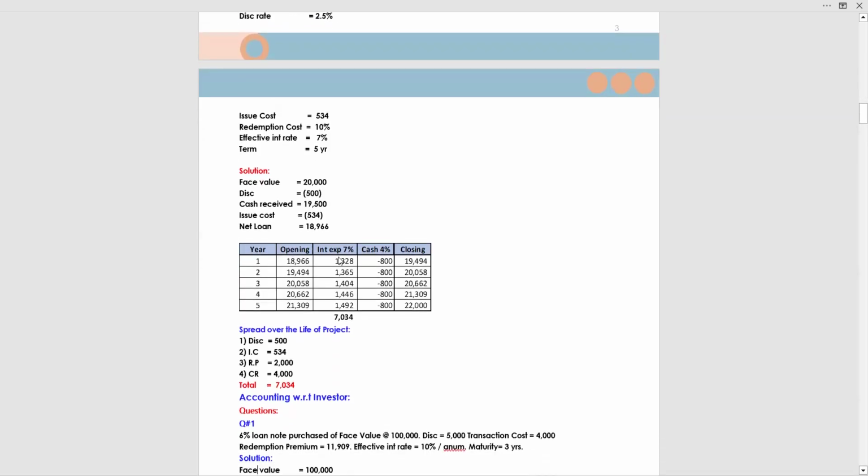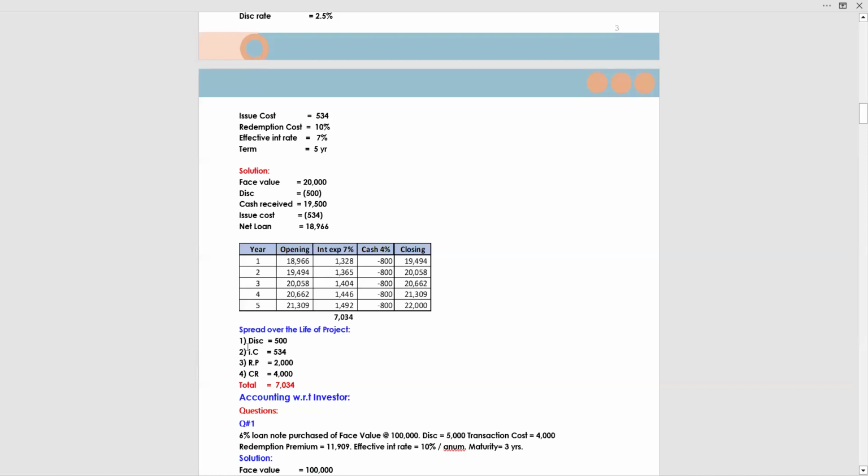Okay, if you add all these 5 years of interest, it becomes 7,034. Now, if you remember, in the start we learned that all these costs, discount, issue cost, redemption cost, are kind of interest. Let's check this one. Spread over the life of the project. First, we have the discount.